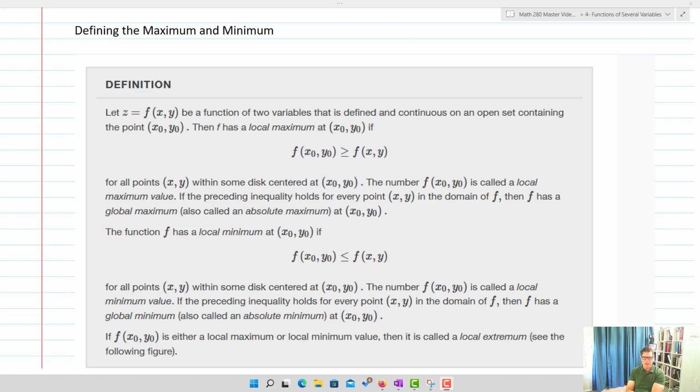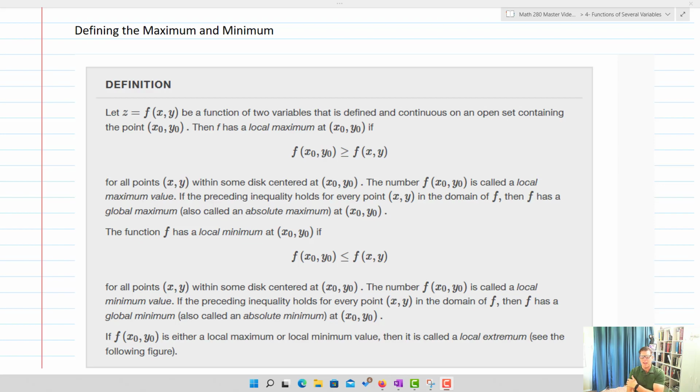It's called a global minimum, right, at x naught, y naught. If f of x naught, y naught is either a local maximum or a local minimum value, then it's called a local extremum, okay? And so we've got local extrema for local maximum and local minimum. That's the plural of it.